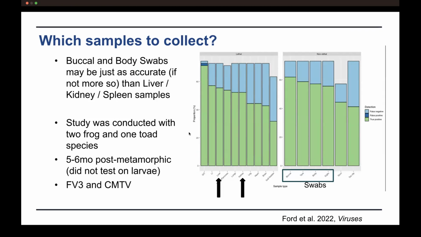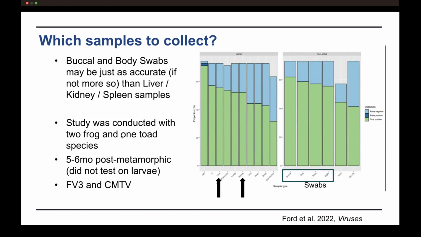I couldn't find a better quality, but this is in green. These bars are the proportion of true positives that were detected. Here you have liver, here you have kidney. They're a little less than 60%, which seems a bit low to me, but this is what they found in this study. Then this is comparing swabs, buccal and body swabs, and these are actually at or above 60%, which is better than the liver and kidney.